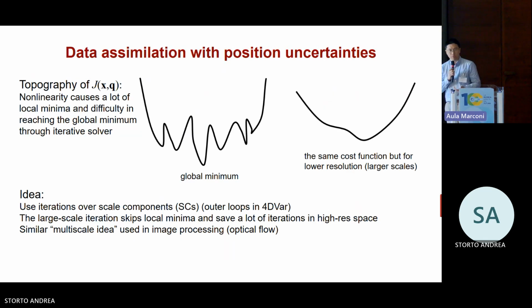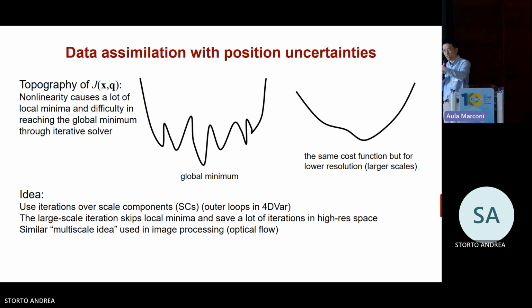So the difficulty of solving the nonlinear cost function in one go is that the nonlinearity causes a very high dimensional topography problem with this solver. If you can imagine, the J cost function defined on X and Q simultaneously is a very jumpy cost function. So if you want to do gradient descent search, it's very easy to get stuck in a local minima.